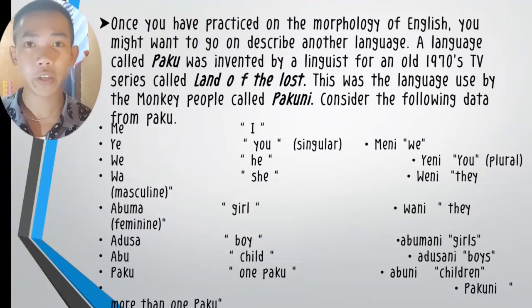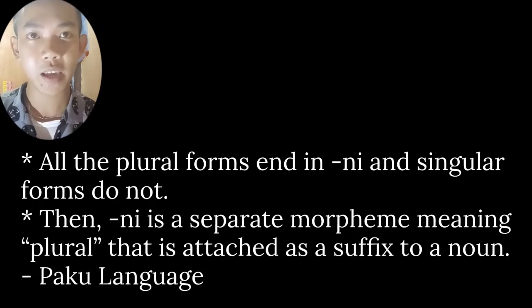By examining these words, you would find that all the plural forms end in ni and the singular forms do not. You therefore conclude that ni is a separate morpheme, meaning plural, that is attached as a suffix to a noun. So if the words end with ni, we can conclude that these words are plural if we base it on the Paku language, and if not, then it is singular.